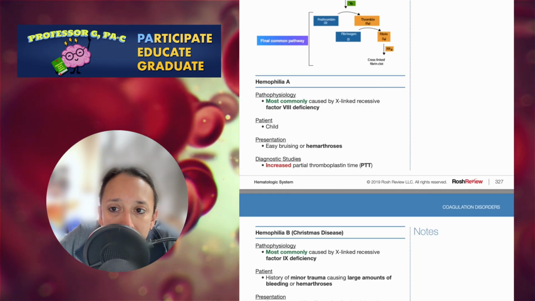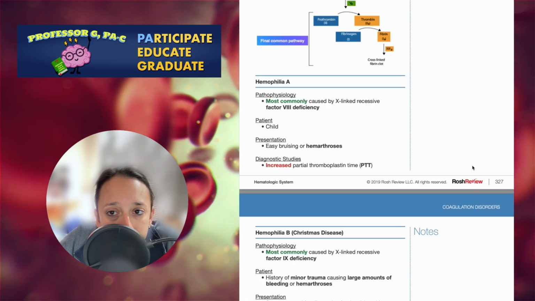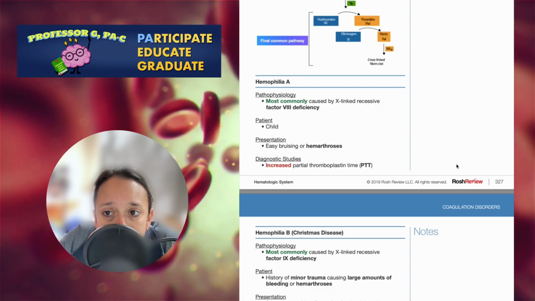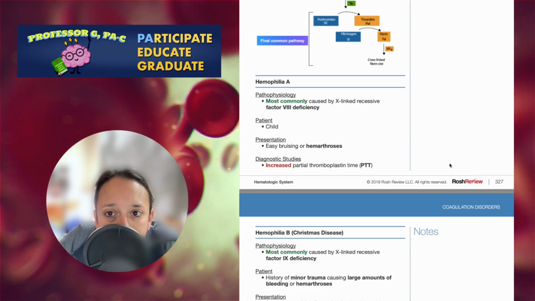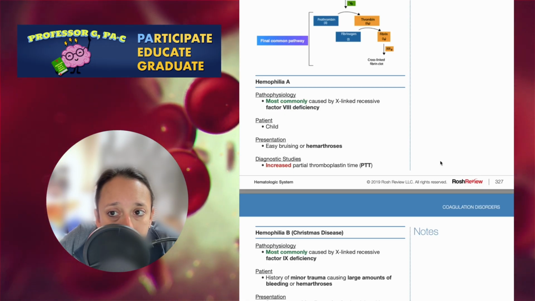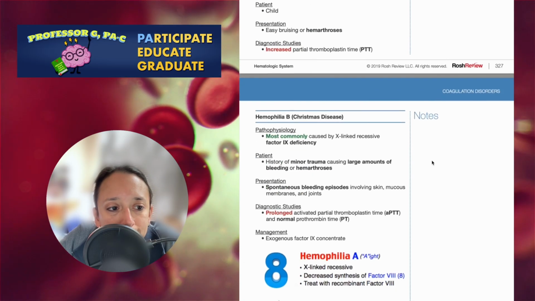The diagnosis is really confirmed by finding low factor 8 levels on assay, and the treatment really depends on severity. So for acute bleeding or prophylaxis, we give the factor 8 concentrate. And for mild disease, we can give some desmopressin or DDAVP, and this can help because it releases the stored factor 8 and von Willebrand factor from the endothelial cells.